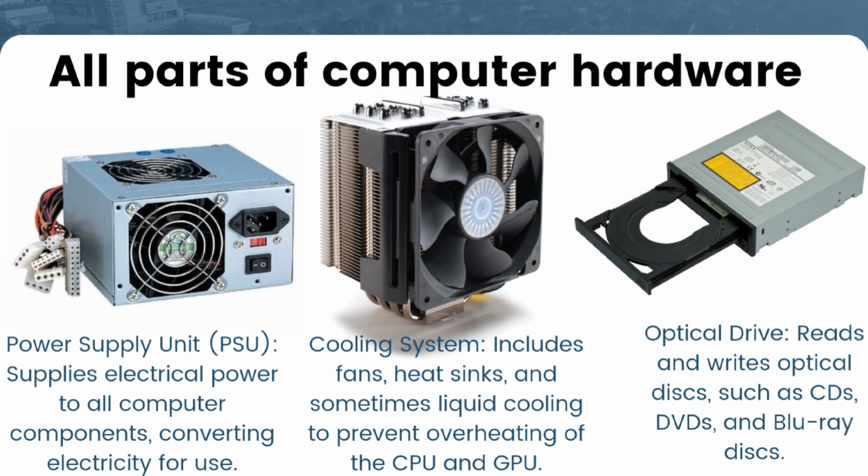Power supply unit supplies electrical power to all computer components, meaning all computer parts, converting electricity for use. Cooling system, it is very necessary to add a cooling system. It includes fans, heat sinks and sometimes liquid cooling to prevent overheating of the CPU as well as the GPU. Optical drive reads and writes optical discs such as CDs, DVDs and Blu-ray discs.